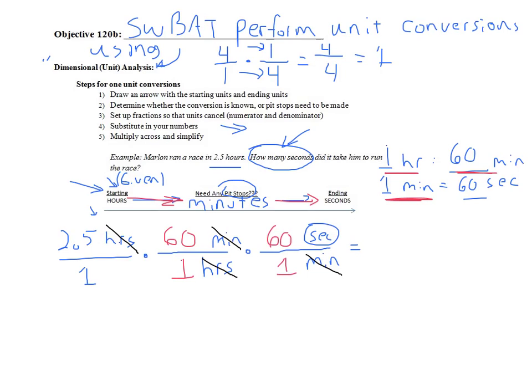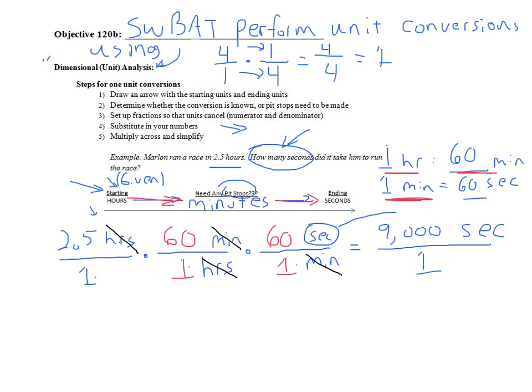How do you multiply fractions? You multiply straight across. So on your calculators, do 2.5 times 60 times 60. And you should get, I believe, 9,000. Now, are there any units in the denominator? And the answer, yes, the seconds, right? So it's 9,000 seconds. And then in the denominator, we have 1 times 1 times 1, which is clearly 1.